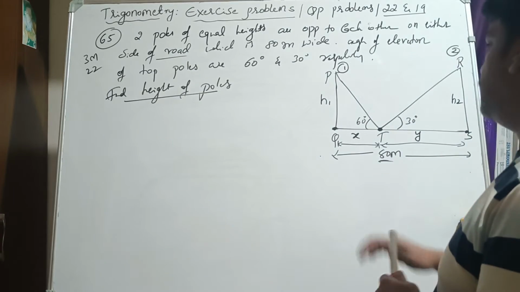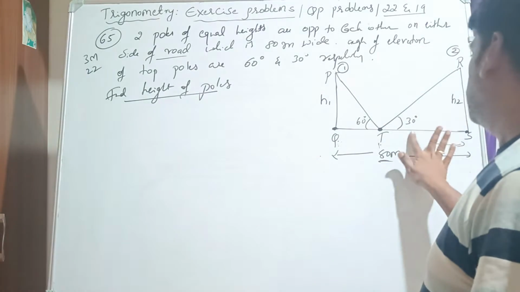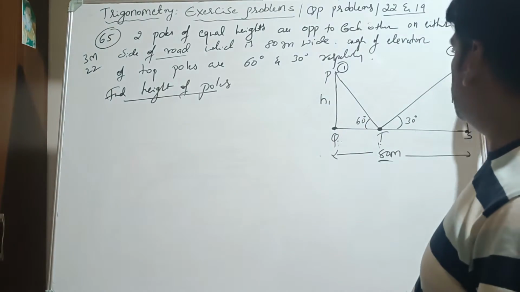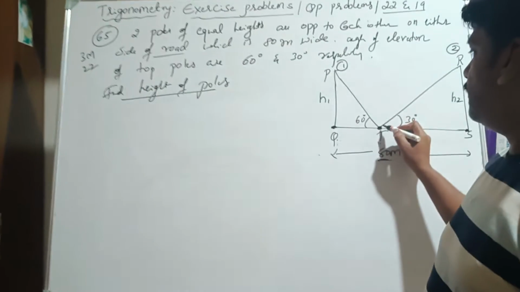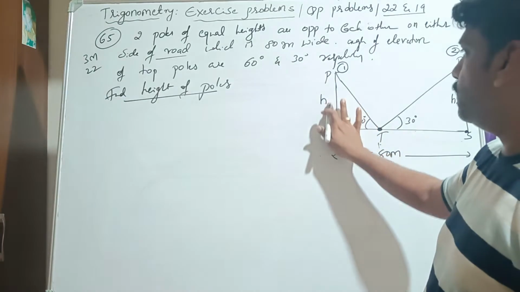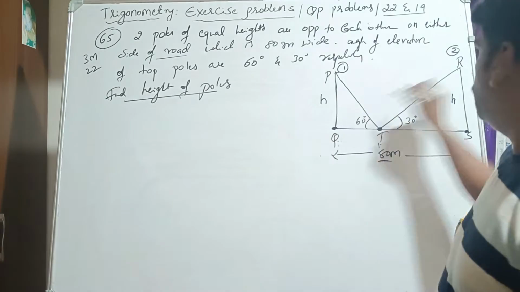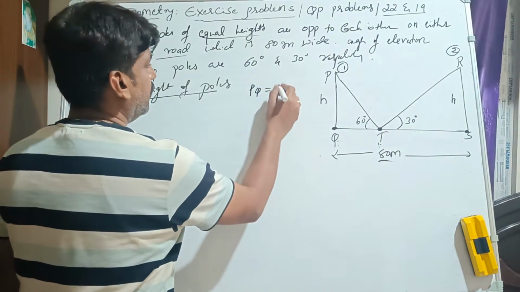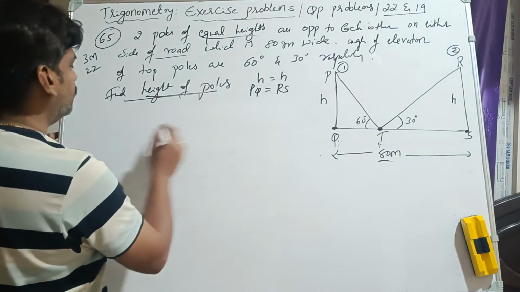The diagram is given like this, right? So two poles, pole number 1 and pole number 2, are opposite to each other across the 80-meter-wide road, and the angle of elevation is 60° with respect to this one and 30° with respect to this one. Find the height of the pole. So here both are equal, H. Here PQ and RS are given as equal heights, so PQ is equal to RS. We will mention that as H. We want to find H, the height of the poles.